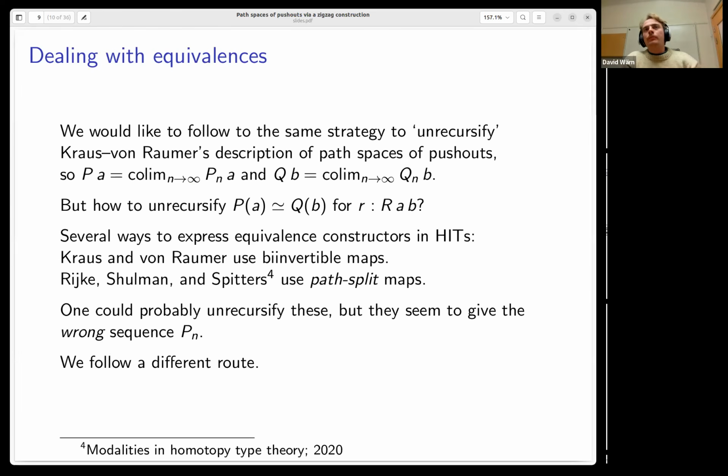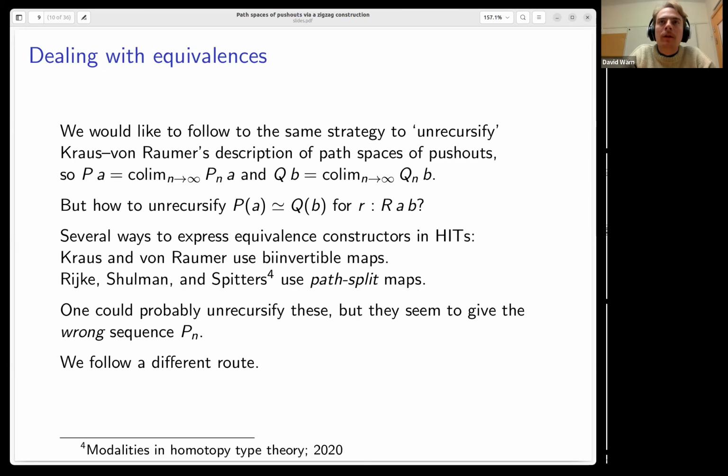So what we want to do is follow roughly the same strategy of unrecursifying Carlson-Ramer's description of path spaces of pushouts to get something more useful. So we want to describe these types PA and QB, so the identity types with inleft of A. We want to describe these as sequential colimits of PnA and QnB. We want to build some kind of approximations to them using non-recursive HITs, and then the colimits should be the right thing.